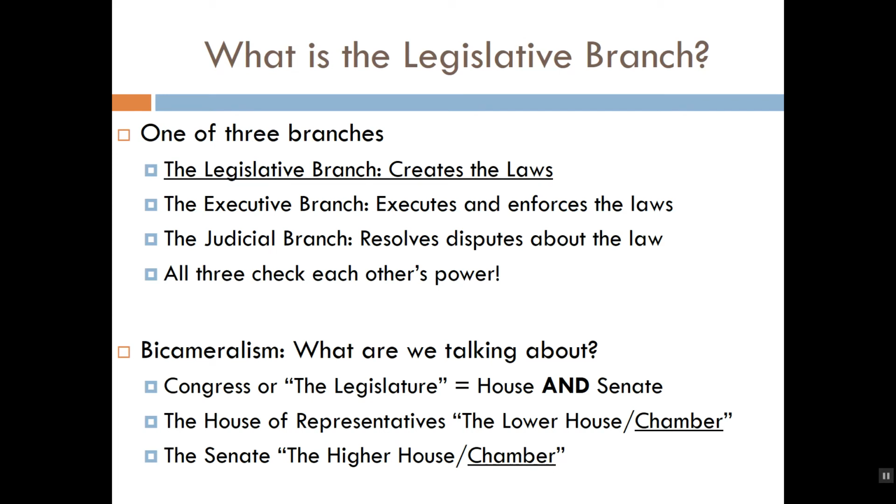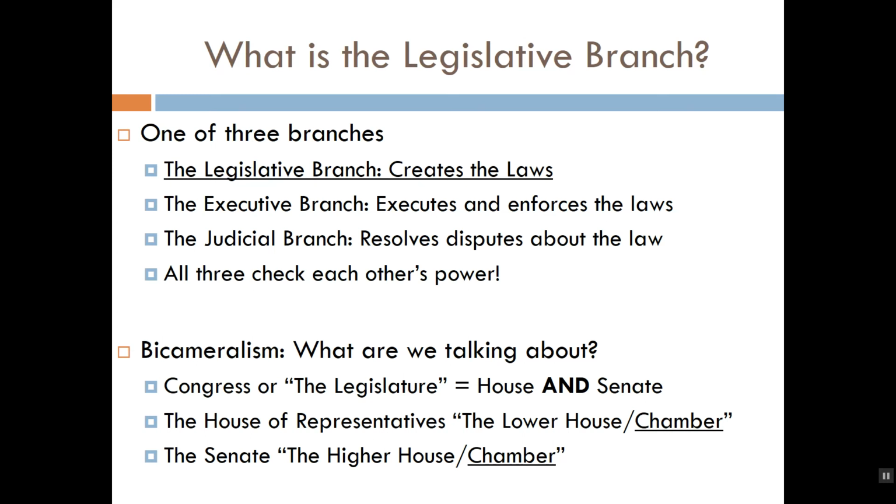If you don't understand, in this context, the term chamber refers to a group or a body of elected officials. So Congress, or the legislature, or the legislative branch, is made up of two separate groups of individuals who have been elected to office. First, we have what's called the lower house, or the lower chamber, and that's going to be the House of Representatives. Then we're going to have the higher house, or the higher chamber, and that's going to be called the Senate.